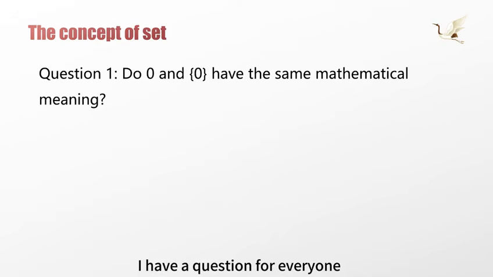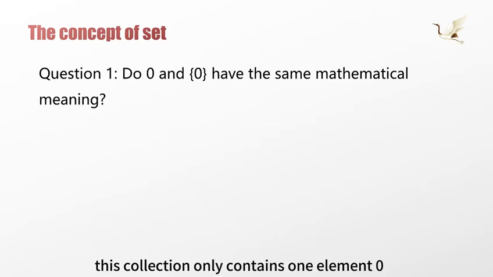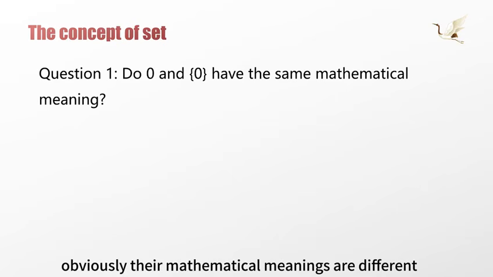I have a question for everyone. Do these two mathematical symbols have the same mathematical meaning? Let's first take a look at the first one, which represents the number 0. Let's take a look at the second one again. Firstly, it represents a set represented by enumeration. This set only contains one element, 0. Obviously, their mathematical meanings are different.